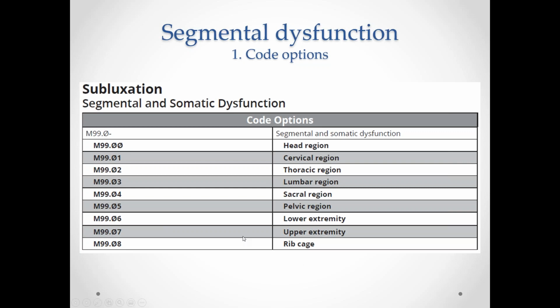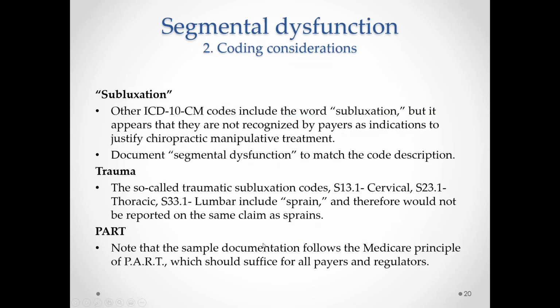That's fine. So what do we learn if we look at these codes in the code book and at the guidelines and the things right there in the tabular list? Well, one thing we should note is the word subluxation, okay? There are other ICD-10 codes that include the word subluxation, but it appears that they are not recognized by payers as indications to justify chiropractic manipulative treatment. So I would encourage you to consider documenting, if you want to, segmental dysfunction to match the code description. You'll notice that in PayDC, the notes don't automatically say subluxation. We don't use that phrase in there. It's not a phrase that aligns well with ICD-10 for the codes that justify chiropractic manipulation.